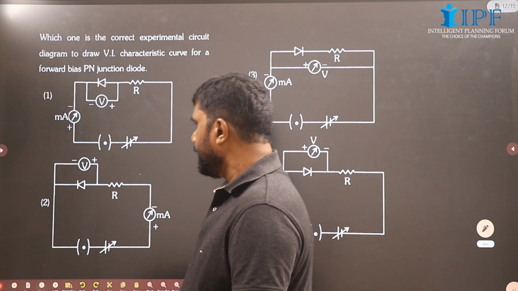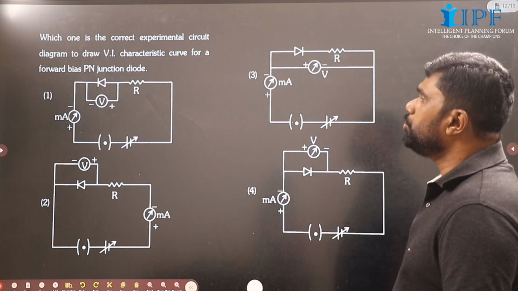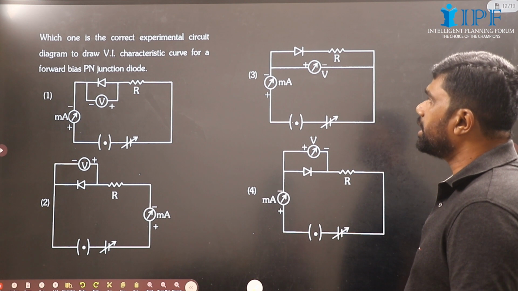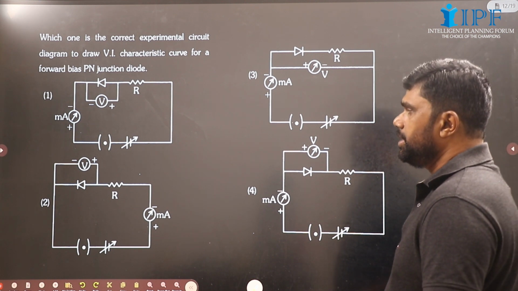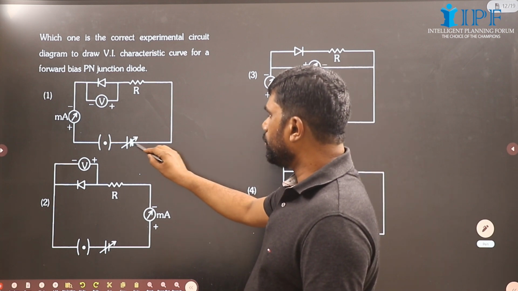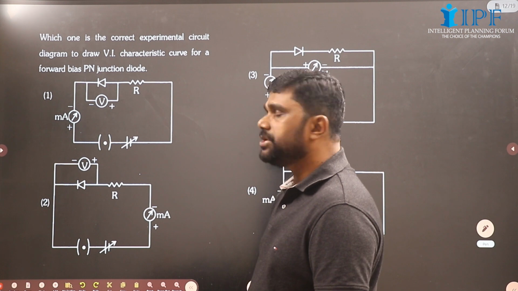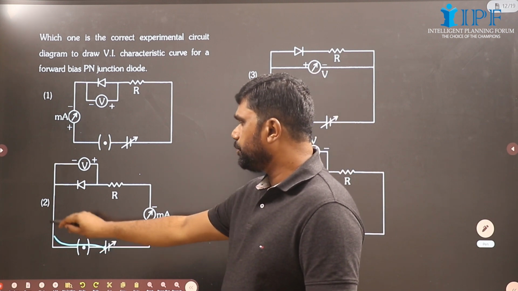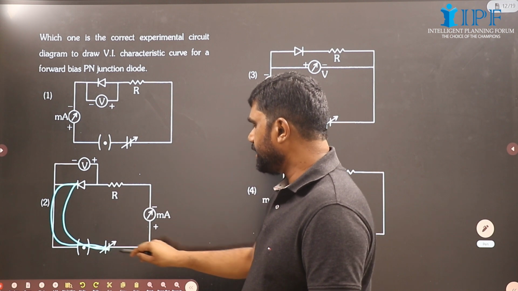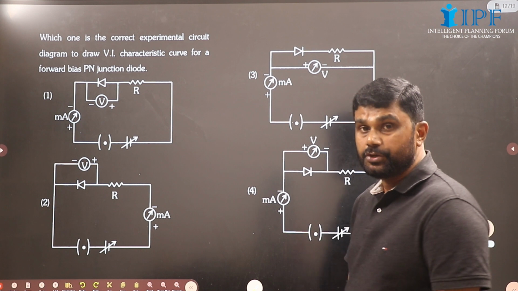Next, which one is the correct experimental circuit diagram to draw the VI characteristic curve for a forward biased PN junction? Now see, here the negative pole of the cell is connected to the P side. So this is reverse biased, can't be used. Here, the positive pole is connected to the N side and the negative pole to the P side. Again, it is also reverse biased, can't be used.